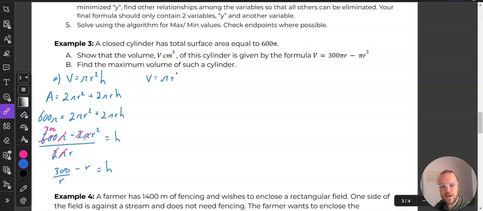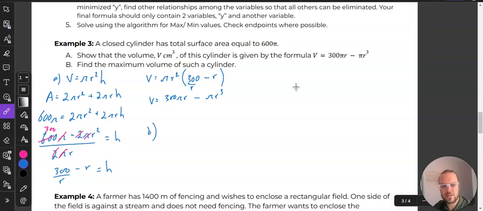So this volume is going to be pi r squared times 300 minus r. Oops, not all over r, just this one. And then I'm going to simplify that to put that in, to distribute it. So I'll get 300 pi r squared over r is just r, and then pi r cubed, like so. So at that point, we have shown that that is exactly what we wanted the volume to be.